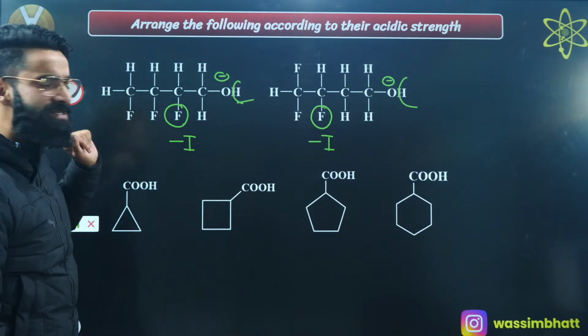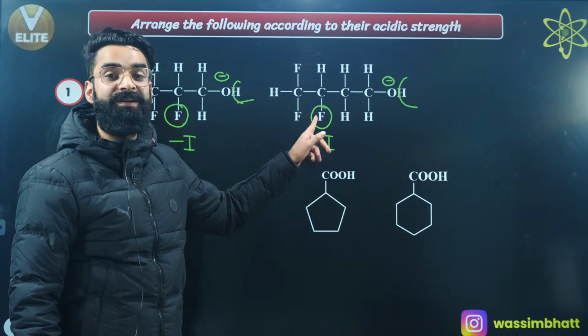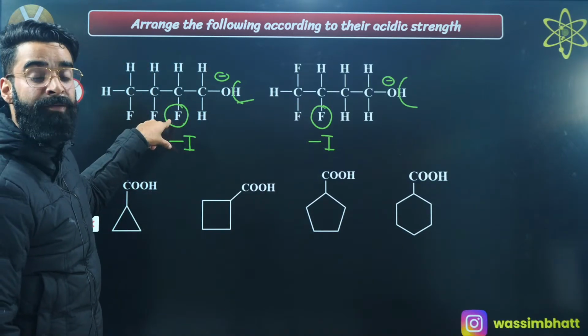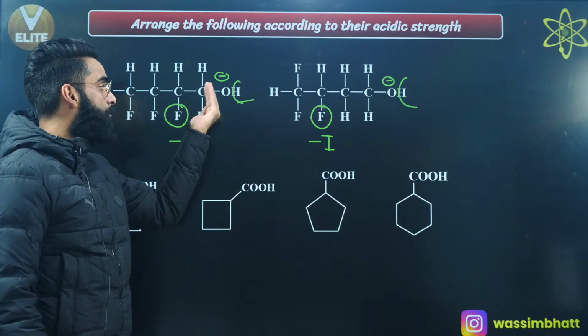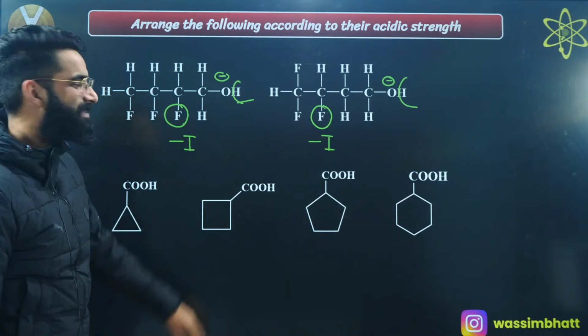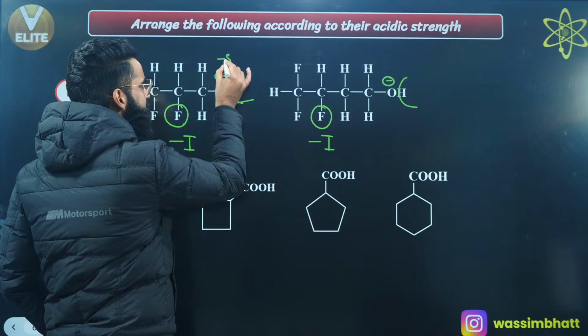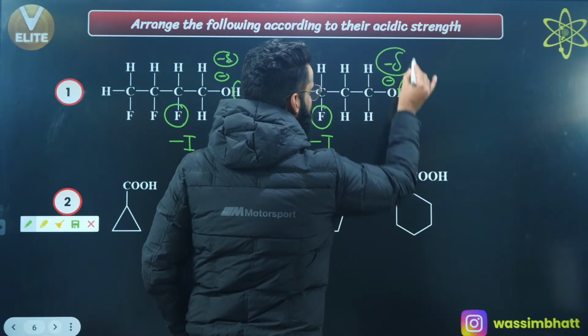But in the first case, fluorine is attached with the second carbon. In this case, fluorine is attached with the third carbon. So I'll say the effect of minus I shown by this fluorine will be more, right? So this fluorine is going to attract more sigma electron density from here. So what is going to happen? I'll say negative charge on this oxygen will be less than that of negative charge of this oxygen, right?